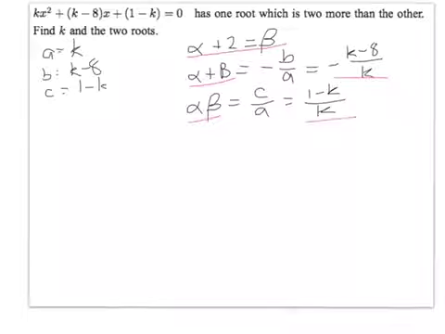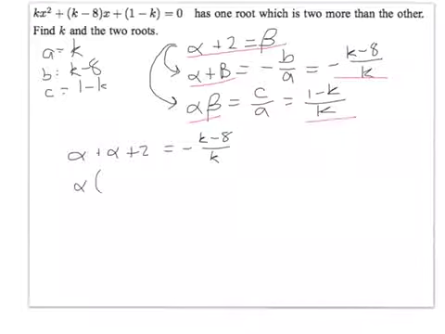I know that beta is equal to alpha plus 2, so I'm going to put that into this one right here, giving me alpha plus alpha plus 2 equals negative k minus 8 over k. All right. I'm also then going to take that and input it into this other one so I can get rid of the beta. So I'm going to have alpha times alpha plus 2 is equal to 1 minus k over k. Now, at this point, I need to go ahead and solve by eliminating one other variable.